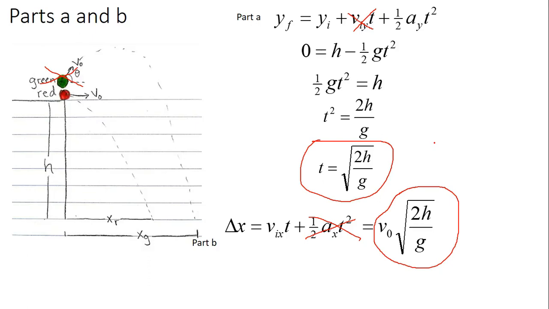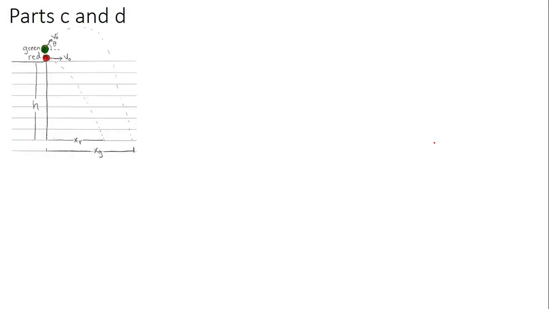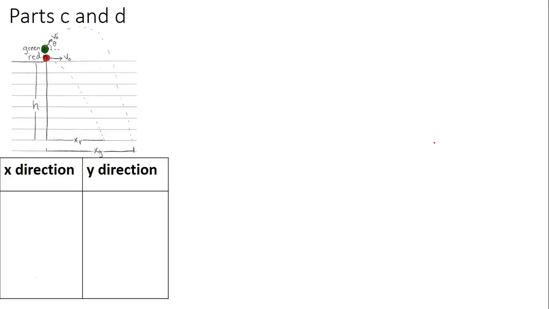We want to do pretty much the exact same thing for the green ball for parts C and D. It's going to be a little bit trickier because it's not a horizontally launched projectile this time. So here's my diagram again. Since this is trickier, I'm going to set up my chart.